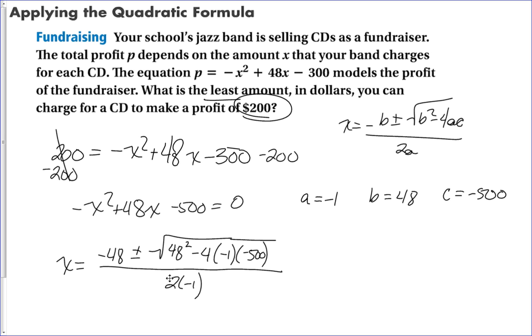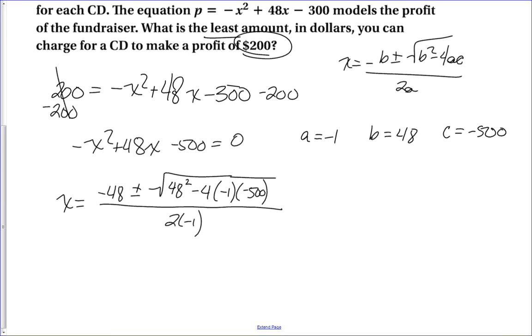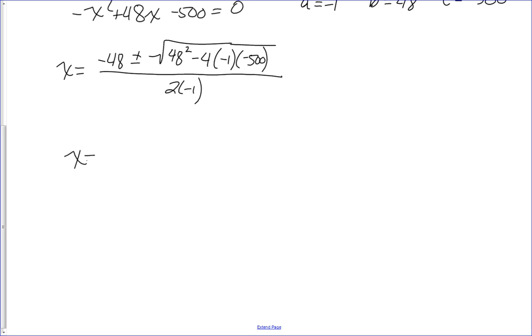All right, so there, we've got it set up now. I don't expect you to do this in your head. Go ahead and plug it into your calculator. You should get x equals negative 48 plus or minus the square root of 304, divided by negative 2. What's under this square root is called the discriminant. We'll get to that next video. What's under the square root should simplify down to 304.